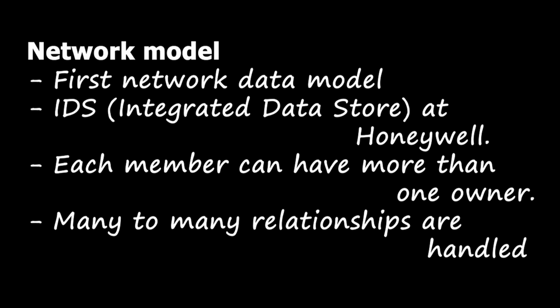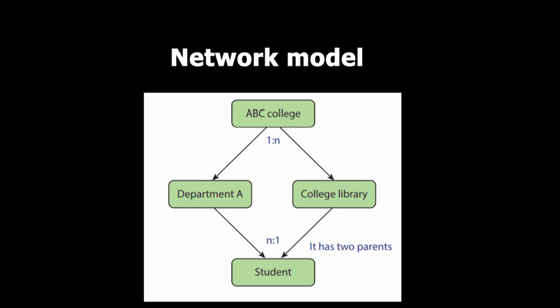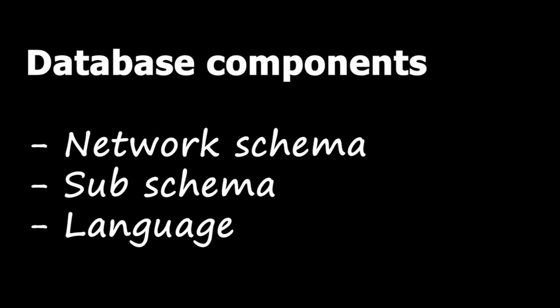In this model, if you see this diagram, there is ABC college, then department A and college library, and again this student has two parents. Can you see that? Department A and college library give a one-to-one link to the student. Here we have network schema, sub schema, and language.